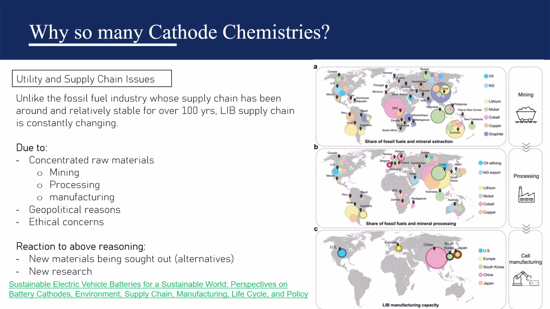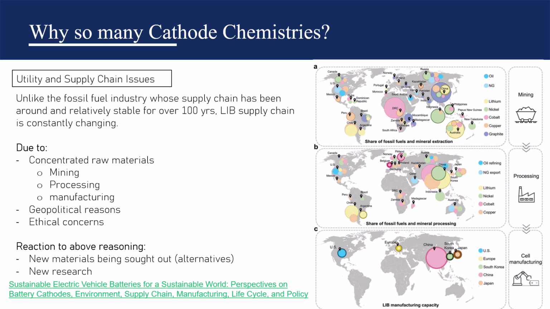Unlike the fossil fuel industry, who has a supply chain that's been relatively stable and it's been around for over 100 years, the lithium ion battery supply chain is still constantly changing and relatively new. So, due to concerns such as the concentration of those raw materials, specifically in mining, processing, manufacturing, and also geopolitical reasons and ethical concerns of how it's mined, there's been a reaction to this. That reaction has been the want for newer research and the want for newer materials that are alternatives to this. Some of those alternatives they want are in cheaper costing materials or in metals that are outside of these concentration points.